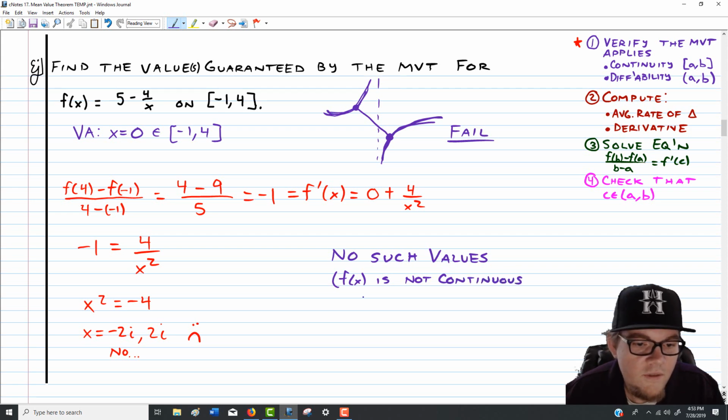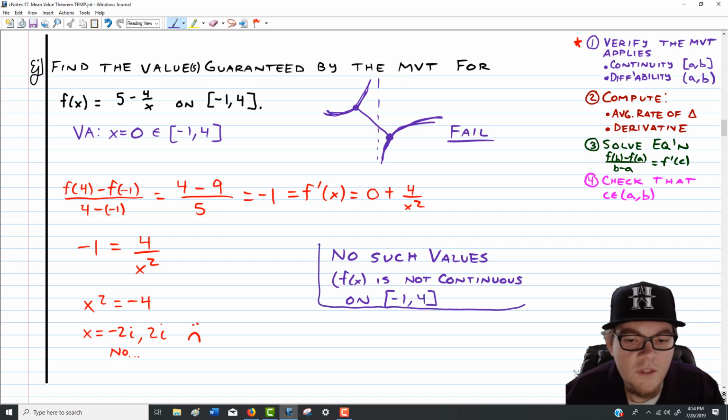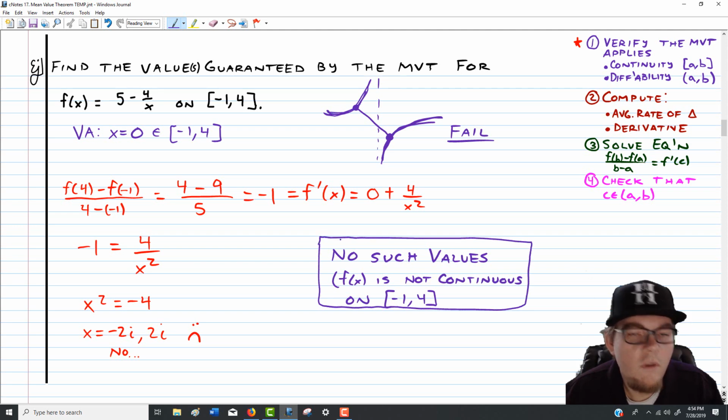And it's not continuous on our closed interval -1 to 4. So the moral of the story, I like to talk about morals in here as much as I possibly can. The moral of the story in this situation is that you need to make sure that you actually check that the mean value theorem applies.